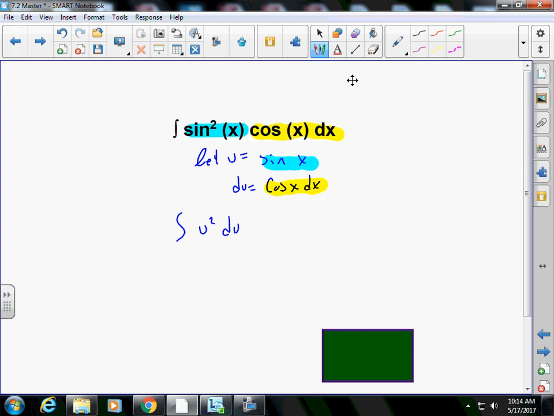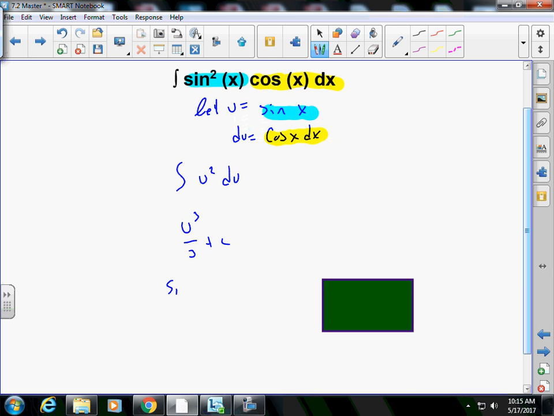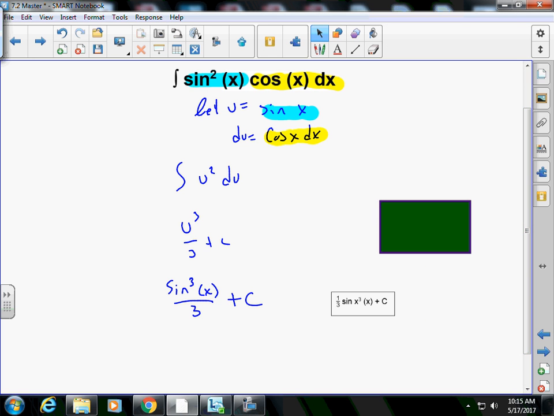I can integrate that easily. That's u cubed over 3 plus a c. And we know what u is. U is just sine of x. So I have sine cubed of x all over 3 plus a constant. So that's all we're doing. We're going to look at these problems and see what trick can I use to manipulate this problem. So this is a very simple section. Again, this chapter has a lot of bookkeeping, as I like to say, because there's a lot of things I just have to keep track of.